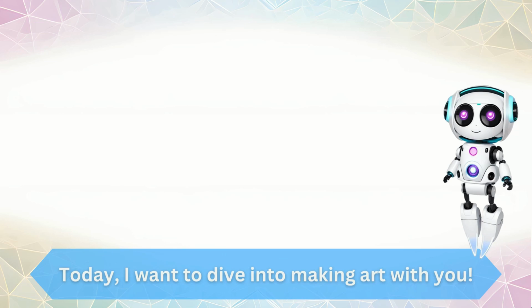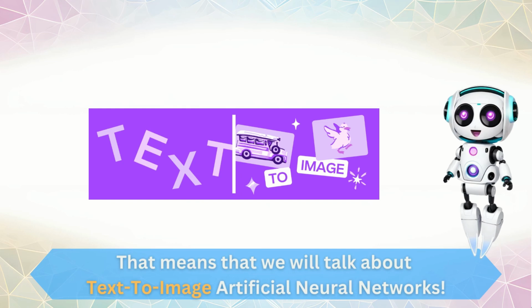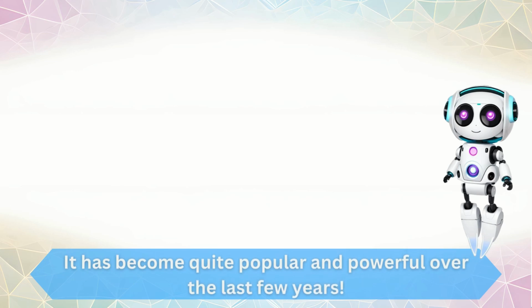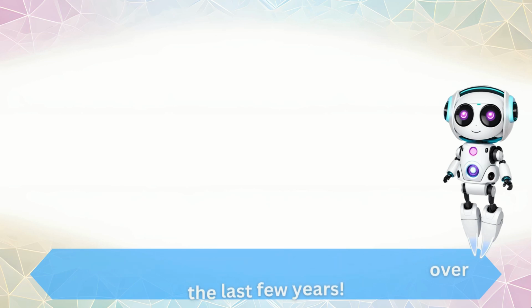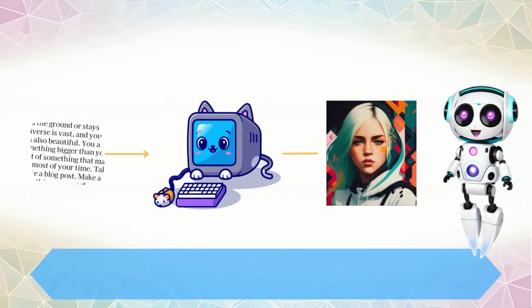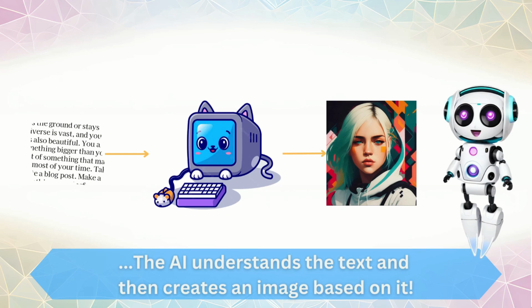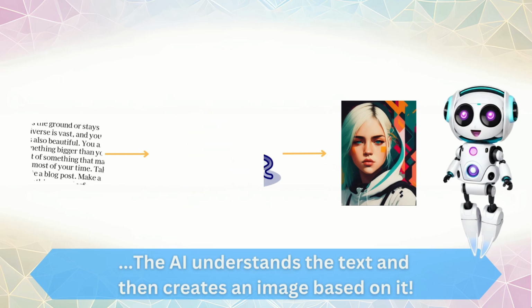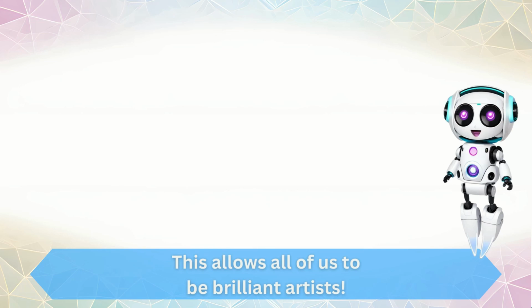Today, I want to dive into making art with you. That means we will talk about text-to-image artificial neural networks. Do not worry, we will get that together. Maybe you have even heard of it? It has grown quite popular and powerful over the last few years. The idea is that we put in text, a natural way of expressing ourselves. The artificial intelligence understands the text and then creates an image based on it. This allows all of us to be brilliant artists.